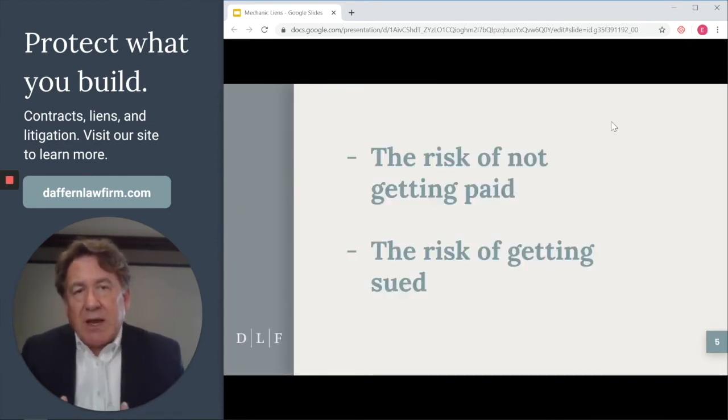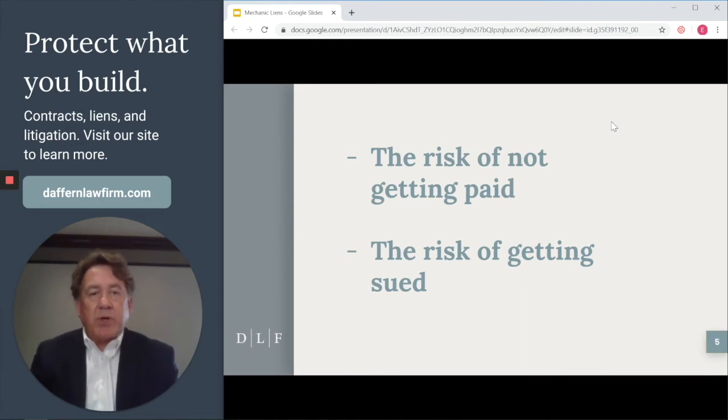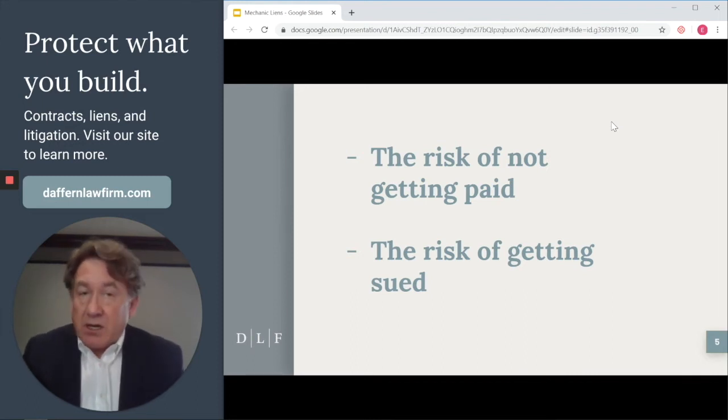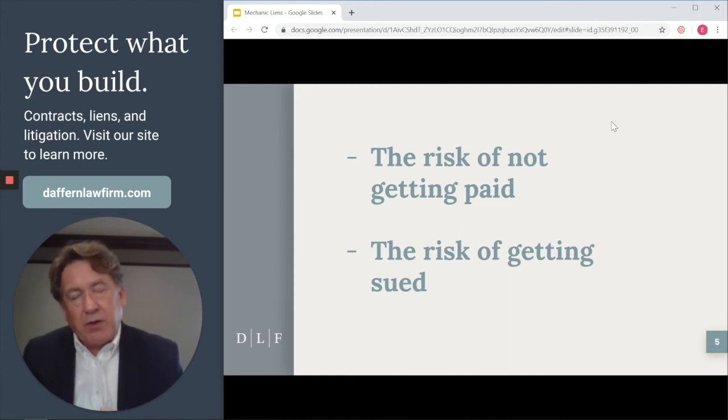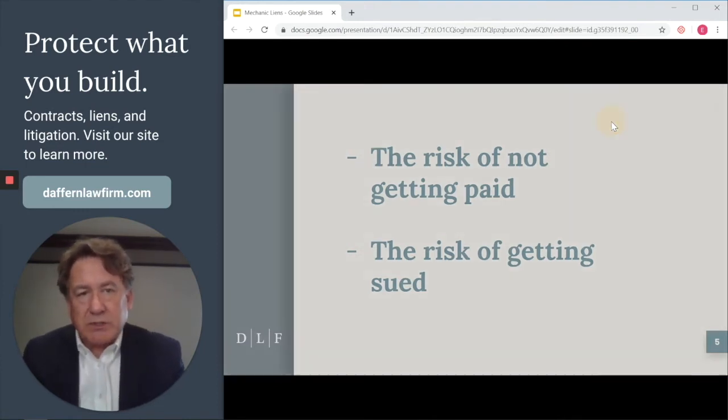Now, the reason I like systems is because it helps manage risk. And as a contractor or supplier, you face more risk than most people will ever face. And if you take all of those risks, I think you can really boil it down to 2 main risks: the risk of not getting paid and the risk of getting sued. If you can manage those 2 risks, you're going to be way ahead. And so a system is important to help you manage those risks.